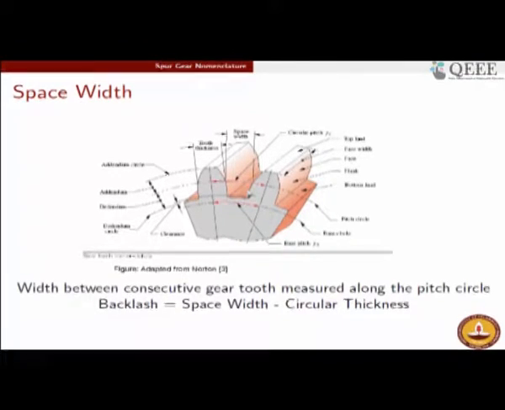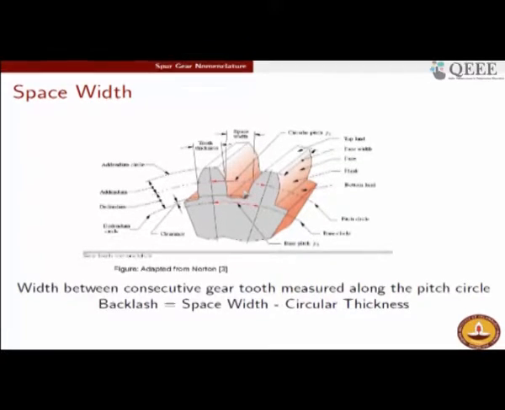But if we wish to refer to a single geometrical parameter which gives a feel of the space width, that should be with reference to the pitch circle. Accordingly, space width is defined to be the distance between two consecutive gear teeth measured along the pitch circle. As I said, the geometry is always referenced with respect to the pitch circle. You will note that it is within this space width that the teeth from the other meshing gear will come and sit, such that the engagement takes place.